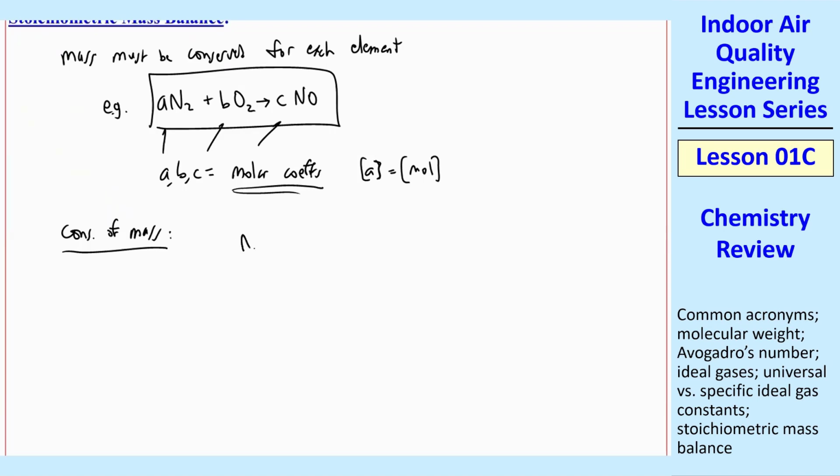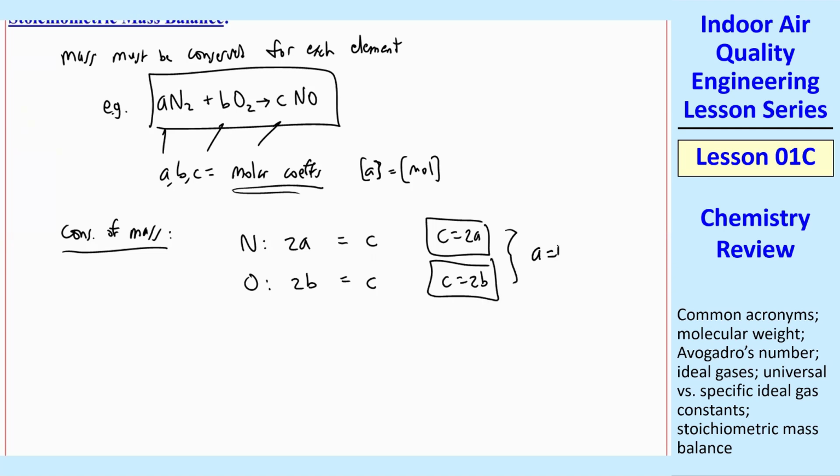So you just take each element and you look at the equation. So we have 2N's times A, so we would call this 2A. On the left, there's no other A's in the second term, equal, and then there's a Cn on the right. So 2A equals C, so C equals 2A. And then for the O, we only have two elements in this simple equation. We have 2 O's times B, so 2B equals C, so C equals 2B. From this, we can conclude that A equals B.